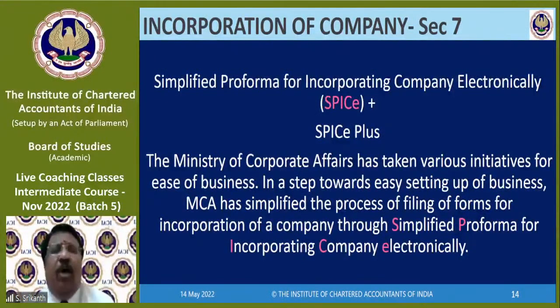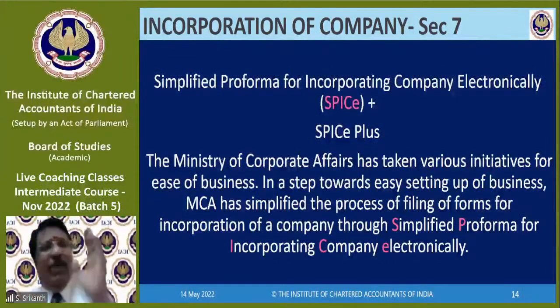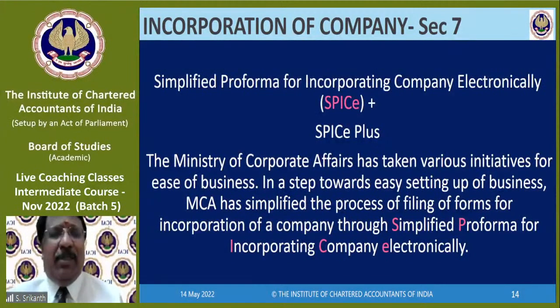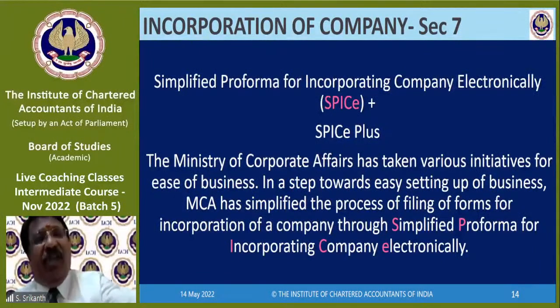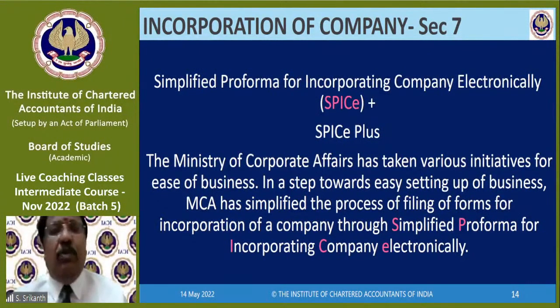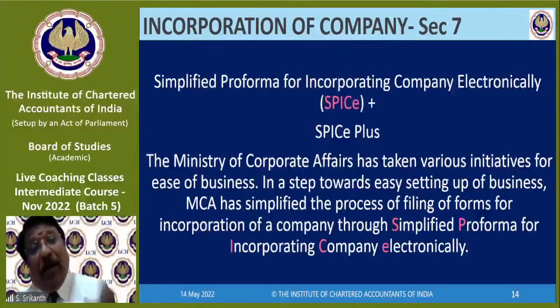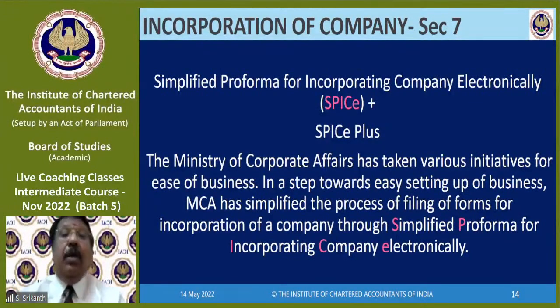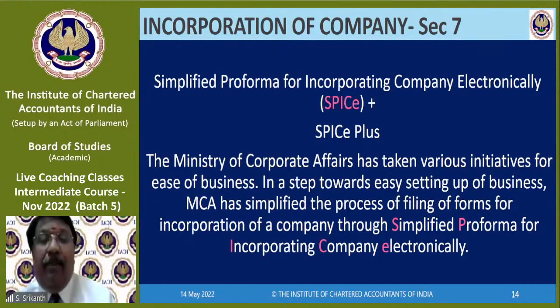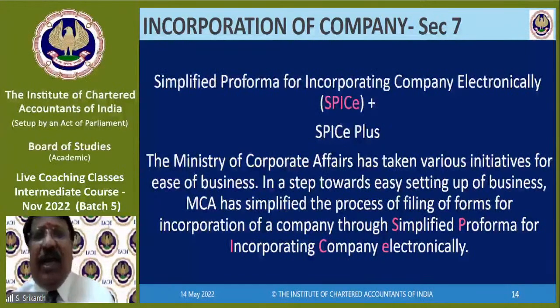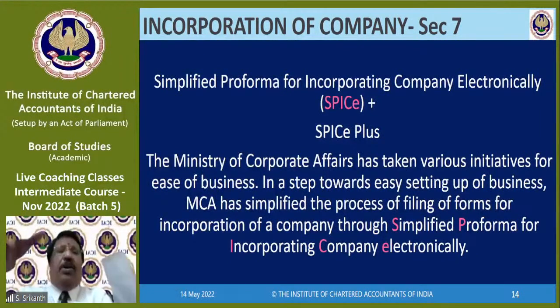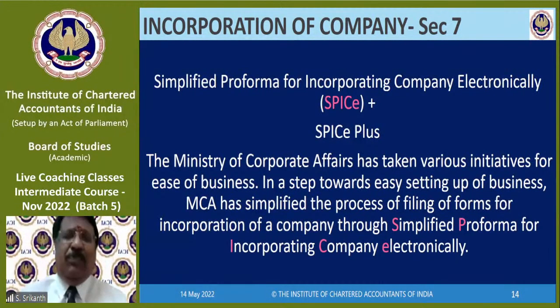SPICE Plus is a beautiful form. It's a single point solution for a person. Suppose an entrepreneur wants to start a company, SPICE Plus is enough. Part A, name it. He can apply for the name directly. For DIN also he can apply. Up to 3 directors, he can apply for the director identification number in SPICE Plus itself. No separate application. And part B, he will attach all the documents for incorporation. Along with that, he can also apply for PAN. He can apply for TAN, tax deduction account number. He can also apply for GSTIN. He can apply for other, professional tax registration, blah, blah, everything in one shot he can get. Beautiful form, SPICE Plus, part A and part B.